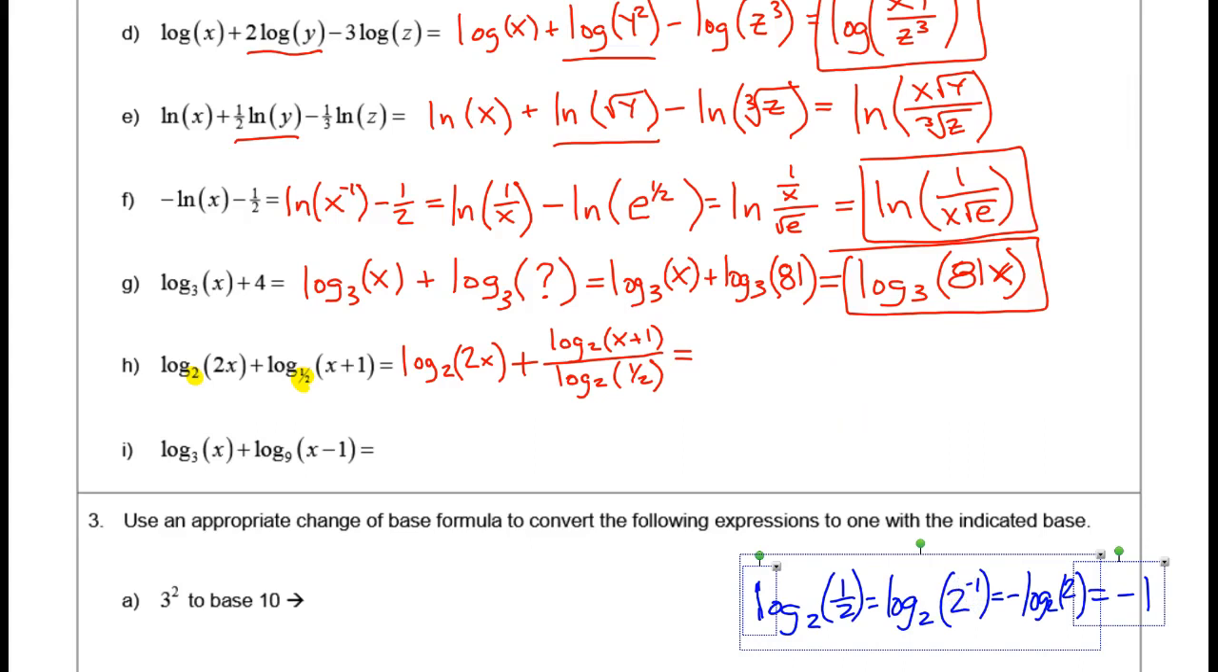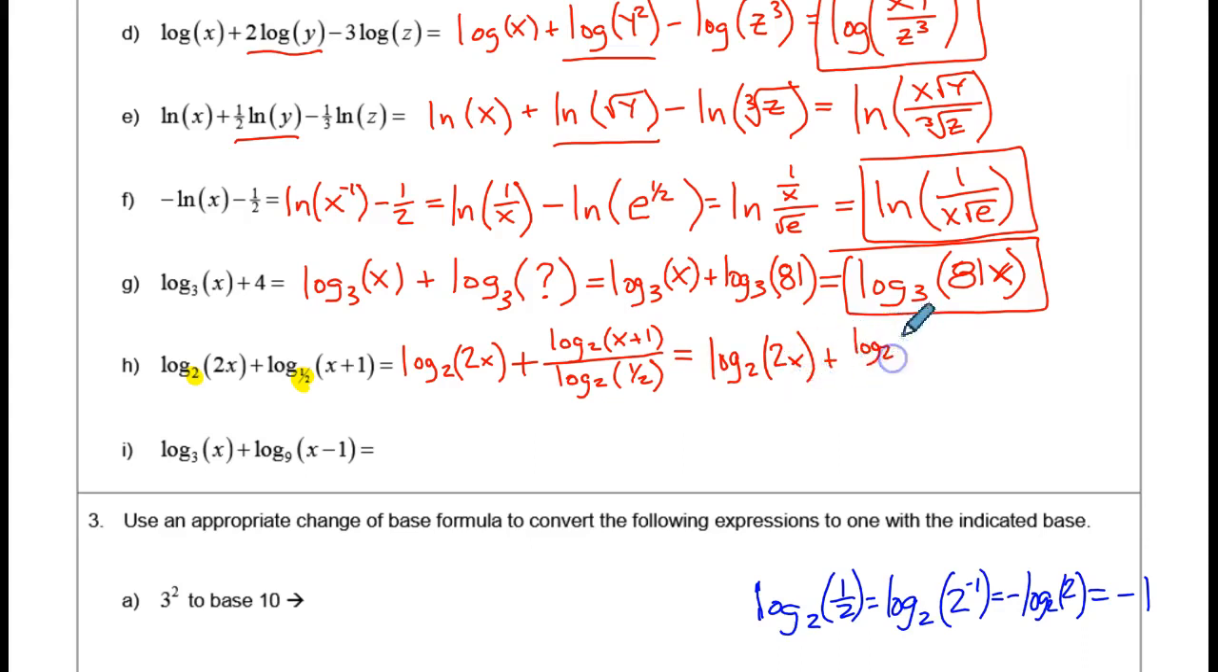So let's see what we get when we substitute in negative 1 there for my denominator. I have log base 2 of 2x plus log base 2 of the quantity x plus 1 divided by negative 1. Well, that becomes log base 2 of 2x minus log base 2 of x plus 1.